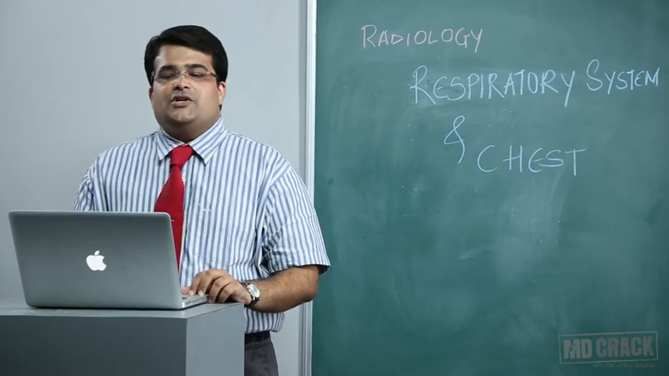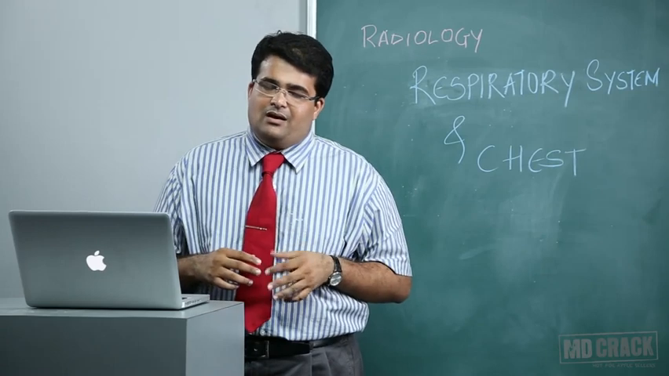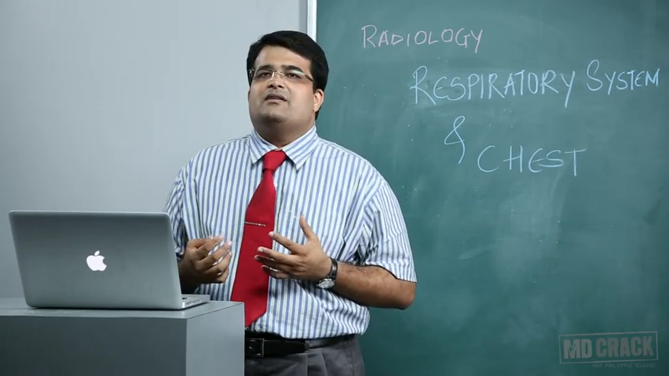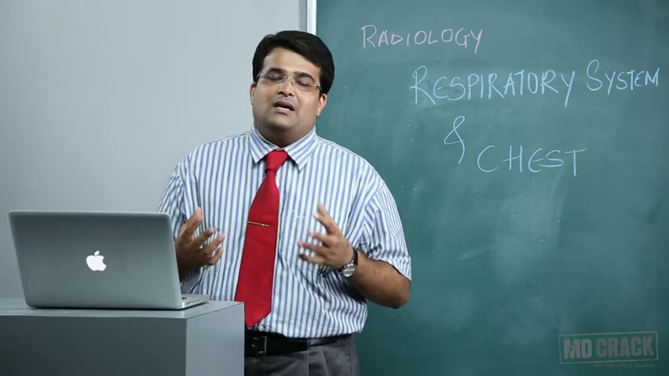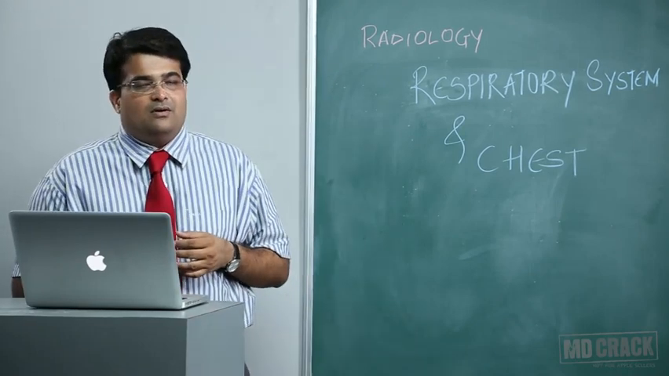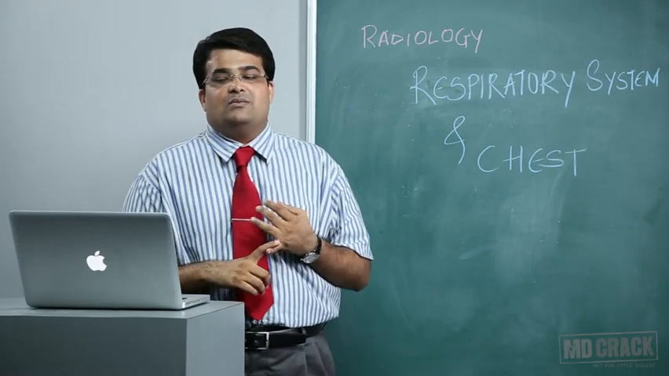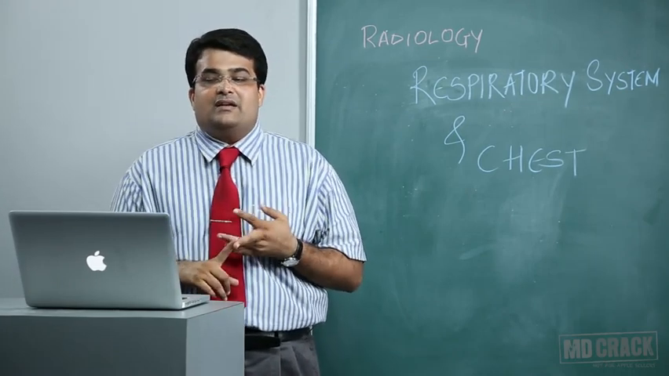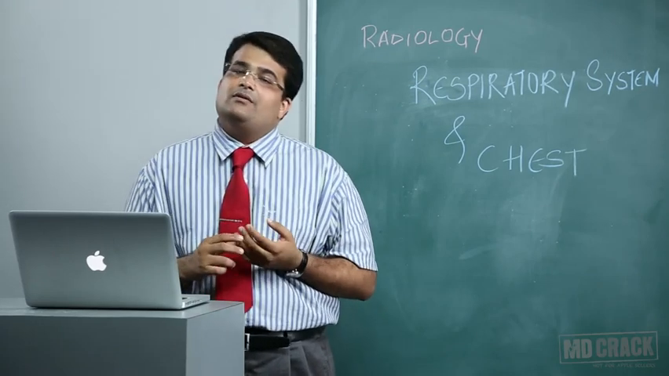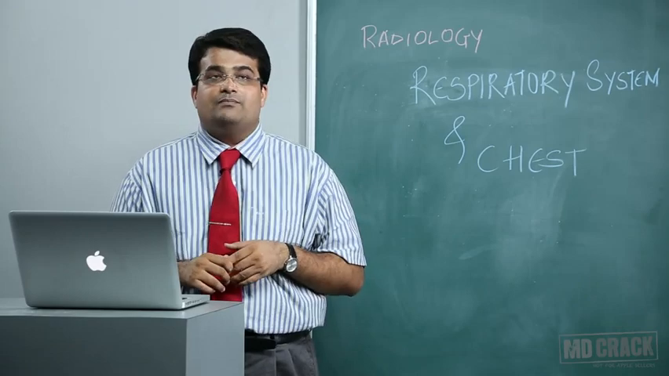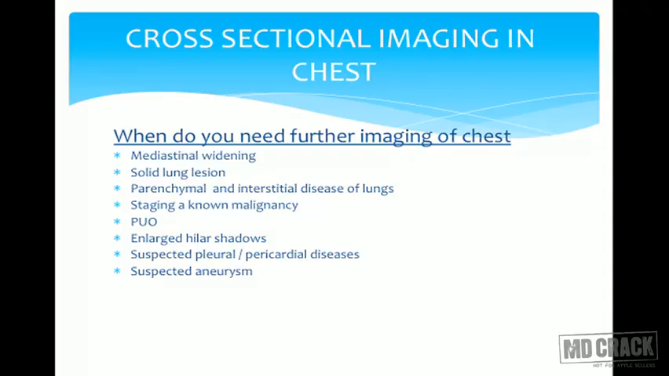And cross-sectional imaging in chest. So when do you need further imaging of chest? Okay, you've seen an X-ray, you've picked up a lesion, you've picked up multiple lesions. So when do you need to do further imaging, or probably the CT? When there's mediastinal widening, when there's a solid lung lesion, parenchymal and interstitial diseases of lung, when you know that the patient already has a malignancy and you want to stage it. You want to see how far it has gone. Has it involved one lung, or the second lung, or the chest wall or not? Is it encasing any artery? Pyrexia of unknown origin, enlarged hilar shadows, suspected pleural or pericardial diseases, and suspected aneurysms.